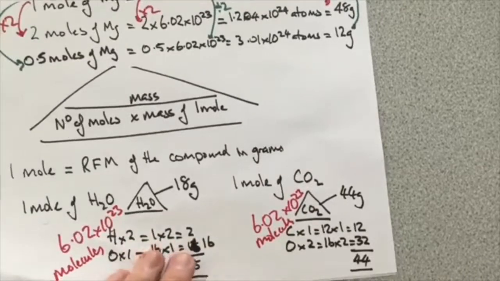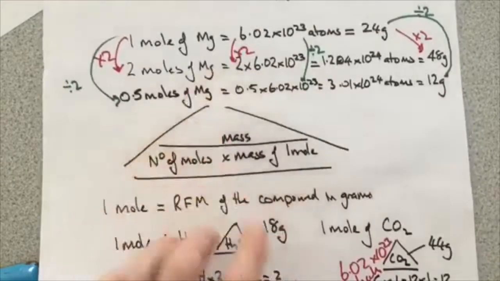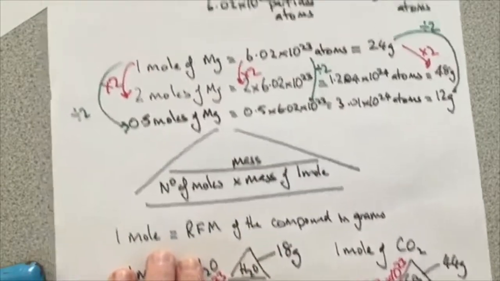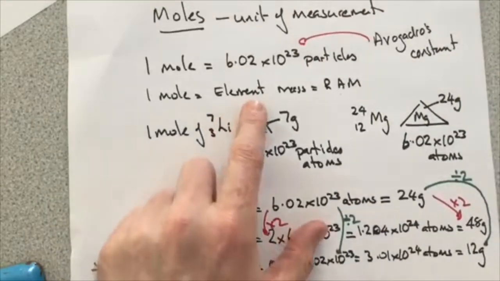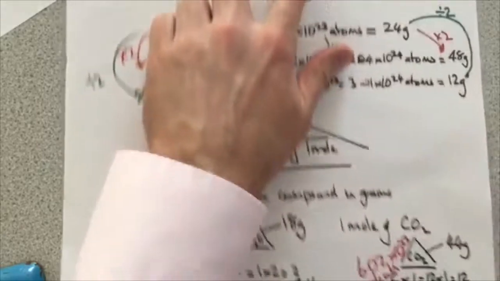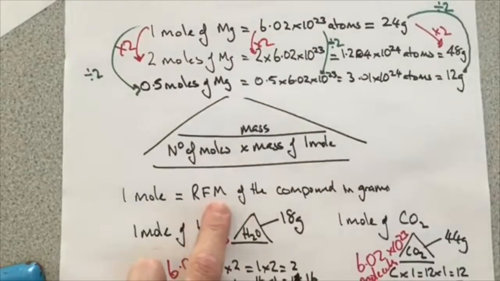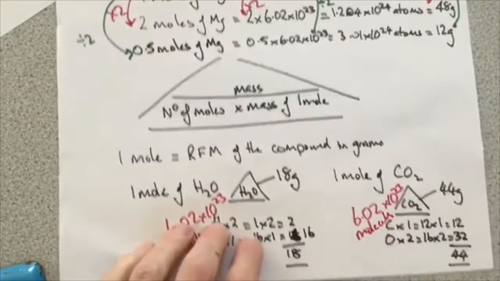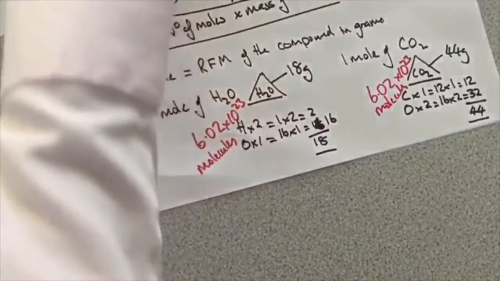Okay, let's move this on. Just check the idea about these ratios. So we know that 1 mole of any substance, for an atom, is equal to the relative atomic mass. If it's a compound, then we've got to work out the relative formula mass, and this is what we've been doing here. Let's have a look then at the idea of the ratio.